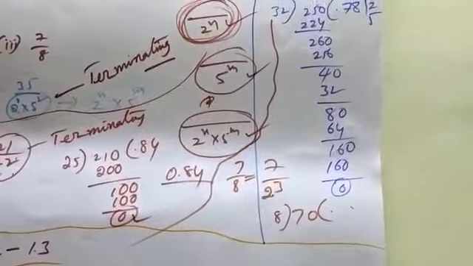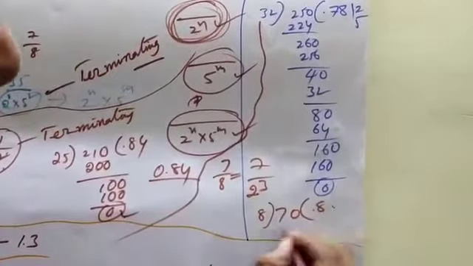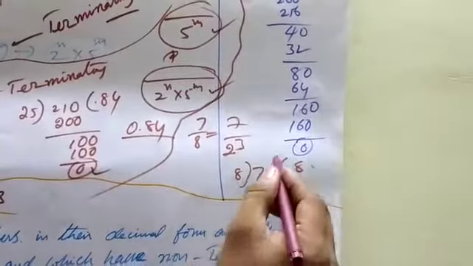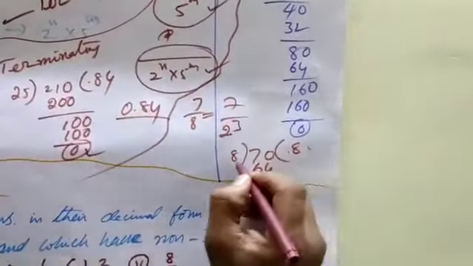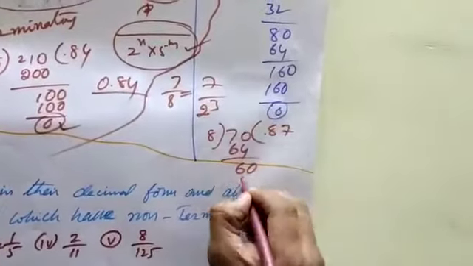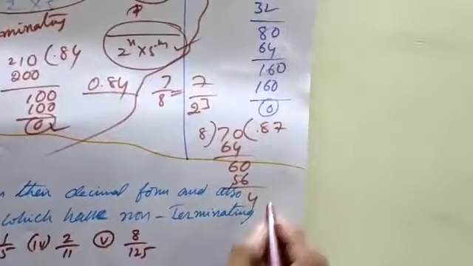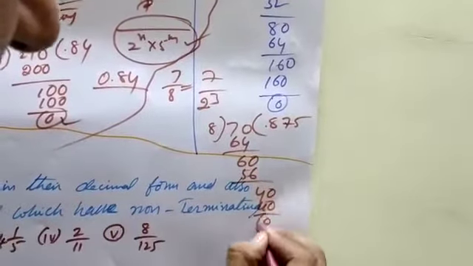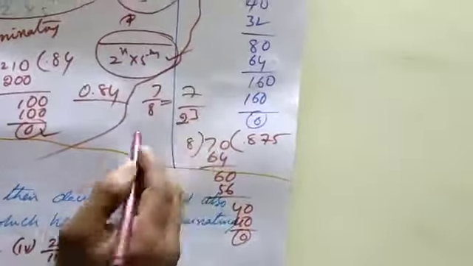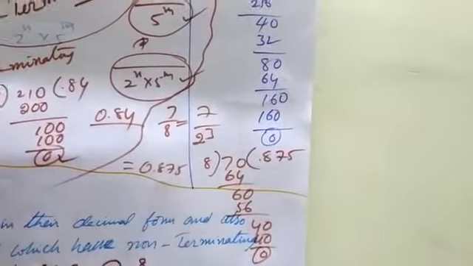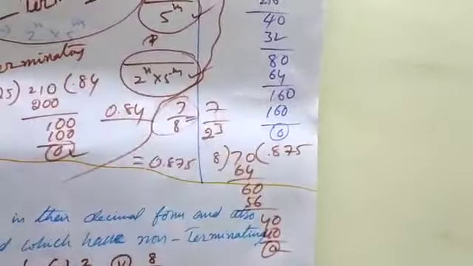For example, you take the actual division method. 7.0. 8 8s are 64, 60. Yes or no? 7 8s, 4.0, 8 5s are 40. Therefore 7 by 8, what is the decimal form? 0.875. The remainder is 0, the total fraction is terminating.